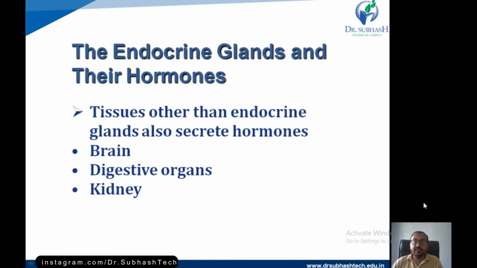The endocrine glands and their hormones. Before proceeding to the individual hormones, one thing we should all know is that besides the endocrine glands, some tissues or systems can also secrete hormones, that is the brain, digestive organs, and the kidneys.